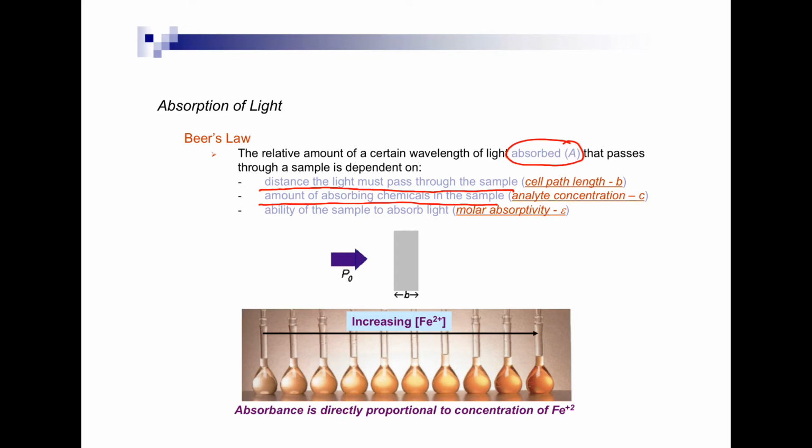The last thing is we need to consider how well the sample absorbs light, and that's called the molar absorptivity. It's an inherent characteristic of the compound, so in this case it's the molar absorptivity of iron in solution. When the molar absorptivity is high, it means that that thing is really sensitive to light. It absorbs a lot of light. If the molar absorptivity is low, it means that no matter how much light you shine on it, it only absorbs a very small percentage.